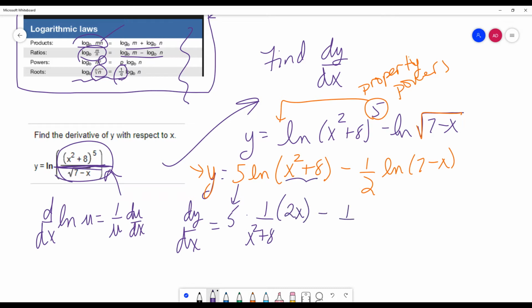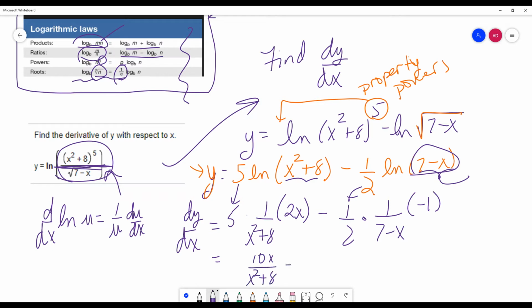Minus, and over here, the 1/2 is just trickling down, and then it's 1 over the u. The u is 7 minus x. But don't forget about the du dx, because that does have to pop out. And the derivative of 7 minus x is just negative 1. So your answer is this: 10x over x squared plus 8, minus, and then another minus makes a plus, 1 over 2 times 7 minus x. Okay? That's my dy dx.